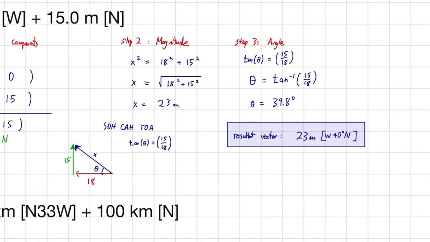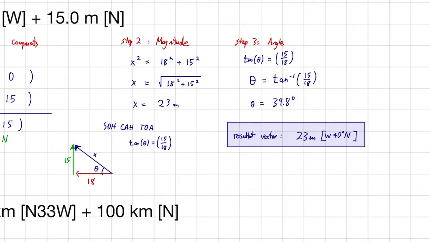So we have 23 meters. We're looking at this blue vector here. It's 23 meters. And just checking to make sure these numbers look about right. Well, if we have 18 and 15, the hypotenuse of 23 passes the sanity check. And for this angle, well, we're going to go west and then north.